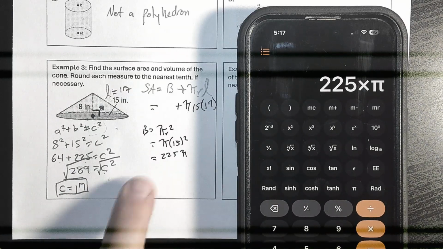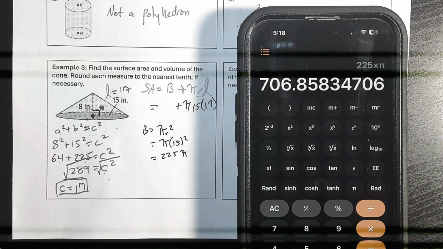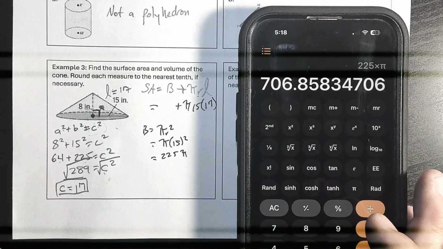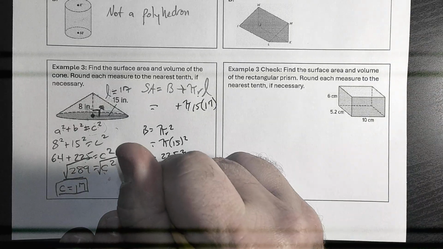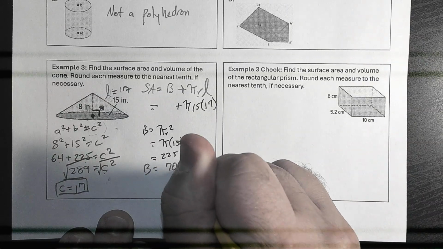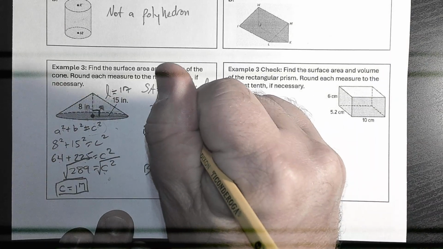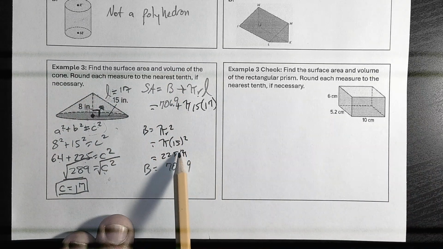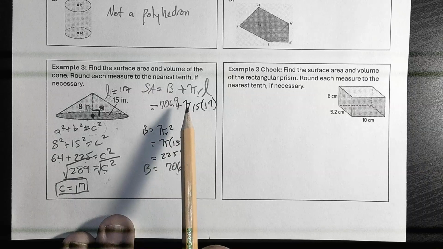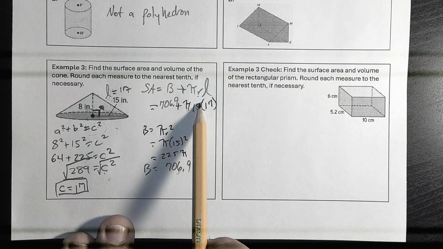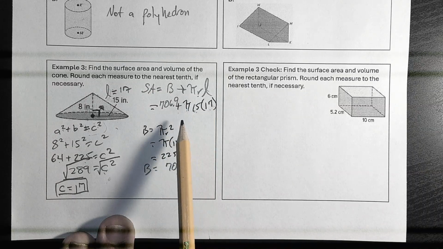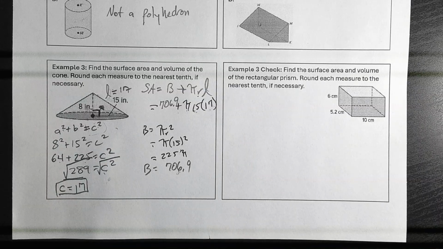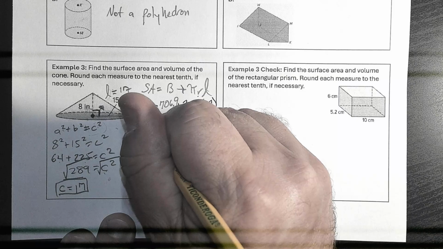Now, let's solve for our base area. So we get 706.858. We're going to round that up to 706.9. So the base area for our cone is 706.9. So now I can plug that in here. So base area, 706.9, plus pi times the radius times the slant height. So times 15 times 17.